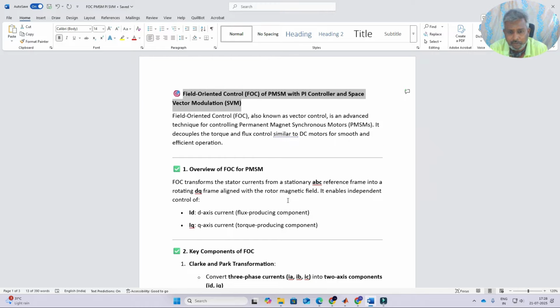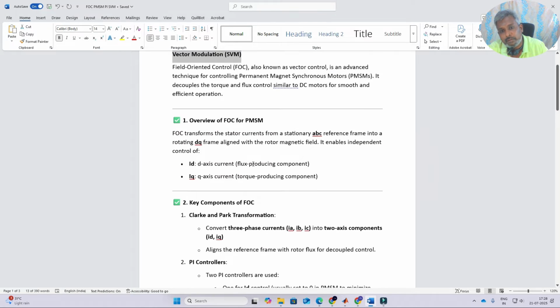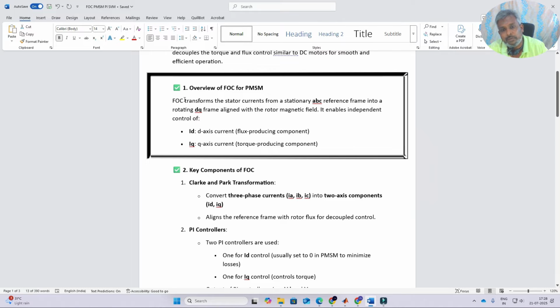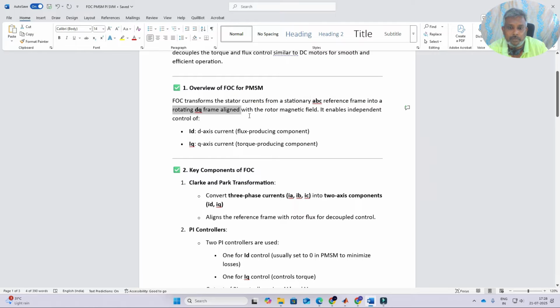In FOC control, we need to convert the ABC stationary frame into the rotating DQ frame. That DQ frame is aligned with the rotor magnetic field. This is the first step in the FOC.